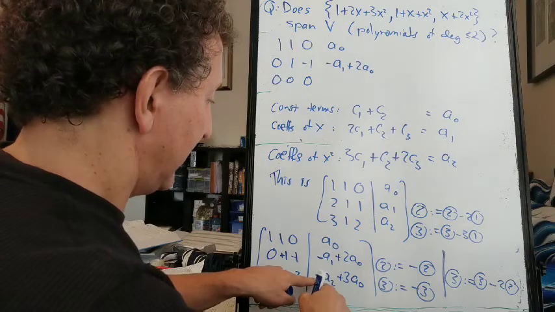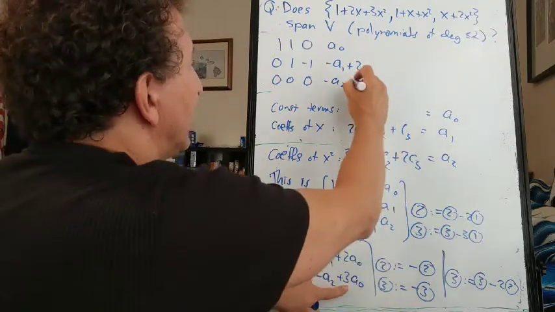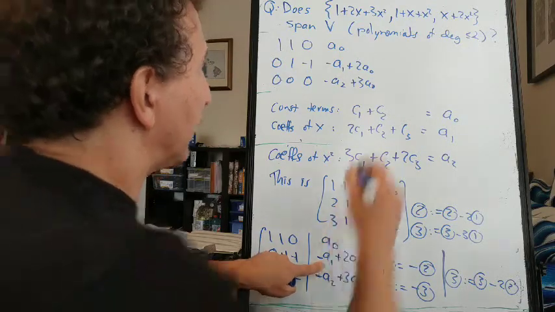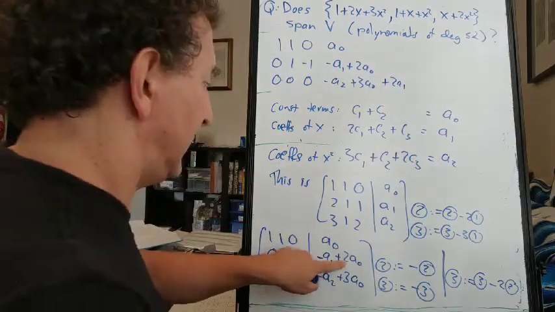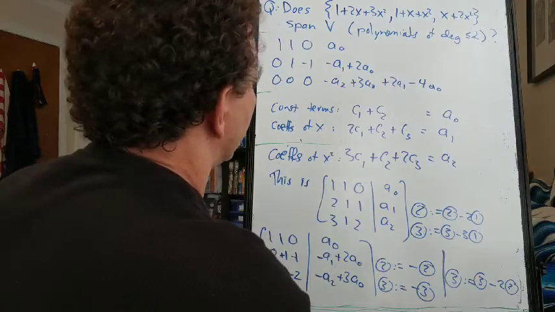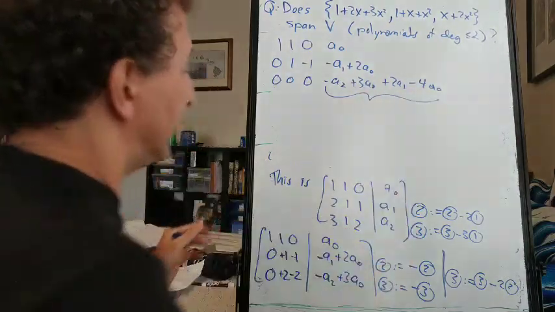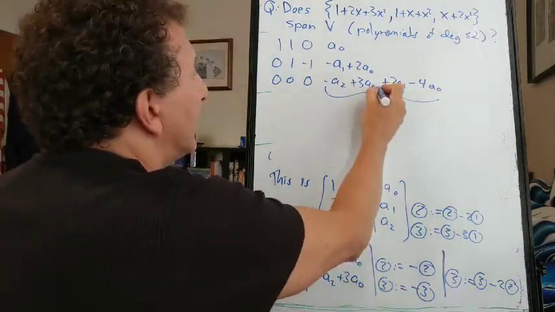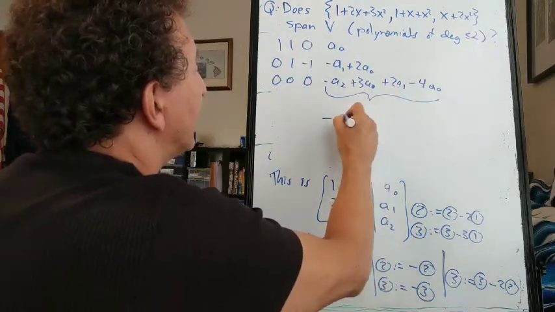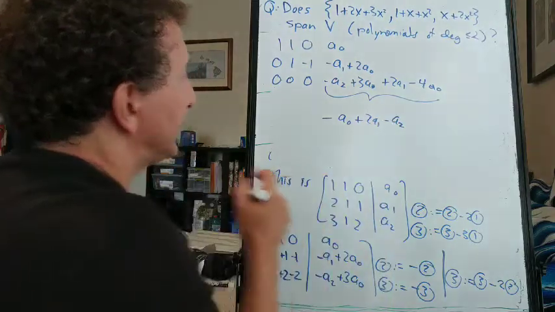And then negative a2 plus 3a0 minus 2 times negative a1, which is plus 2a1, minus 4a0. So that third right-hand side is 3a0 minus 4a0, which is negative a0, plus 2a1 minus a2.